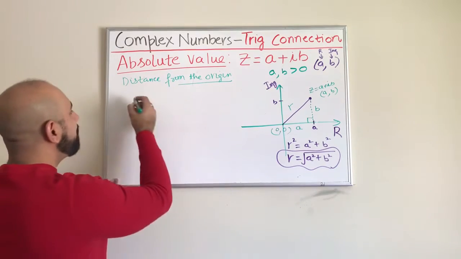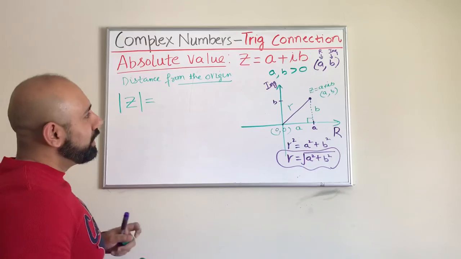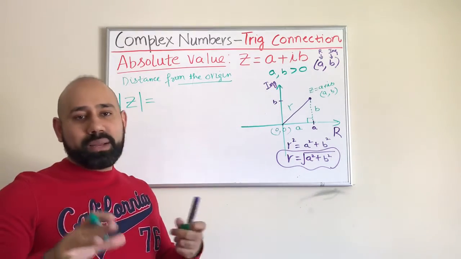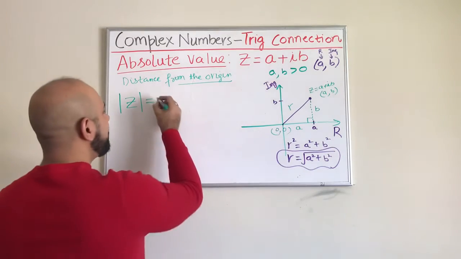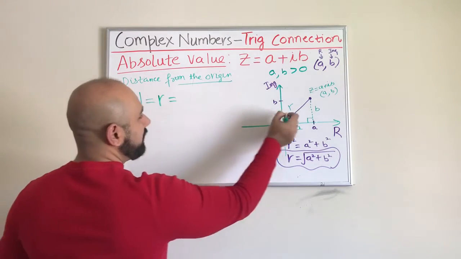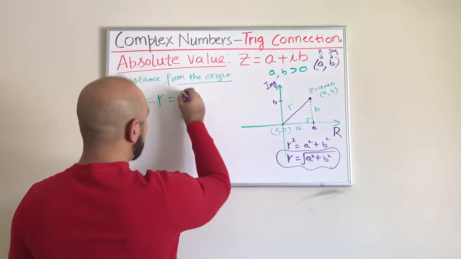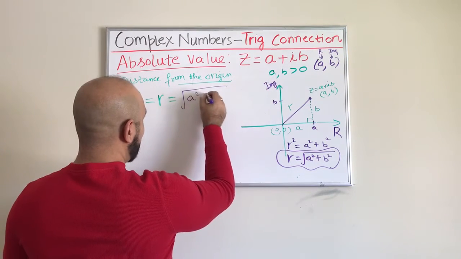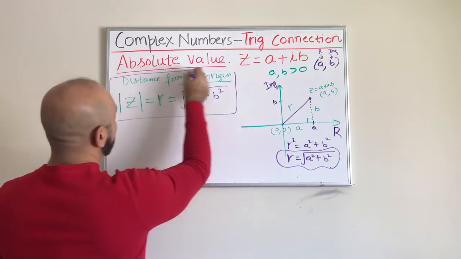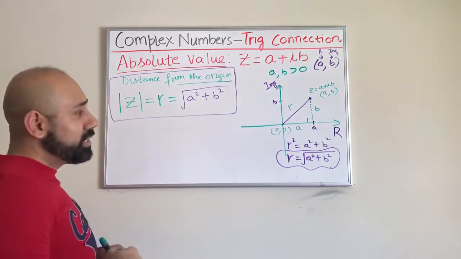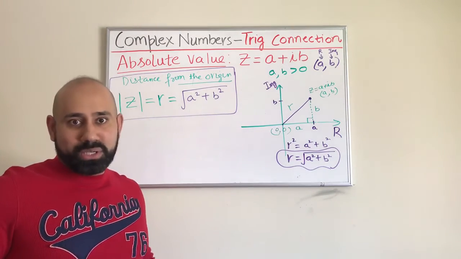Absolute value is represented by these vertical bars, which we already know from our basic understanding of real numbers and all the concepts related to real numbers. So the absolute value of z is equal to r, and for the standard form that will be the square root of a squared plus b squared. Sometimes people just like to remember this as a formula. It is not such a complicated formula. It is basically just using the Pythagorean theorem.